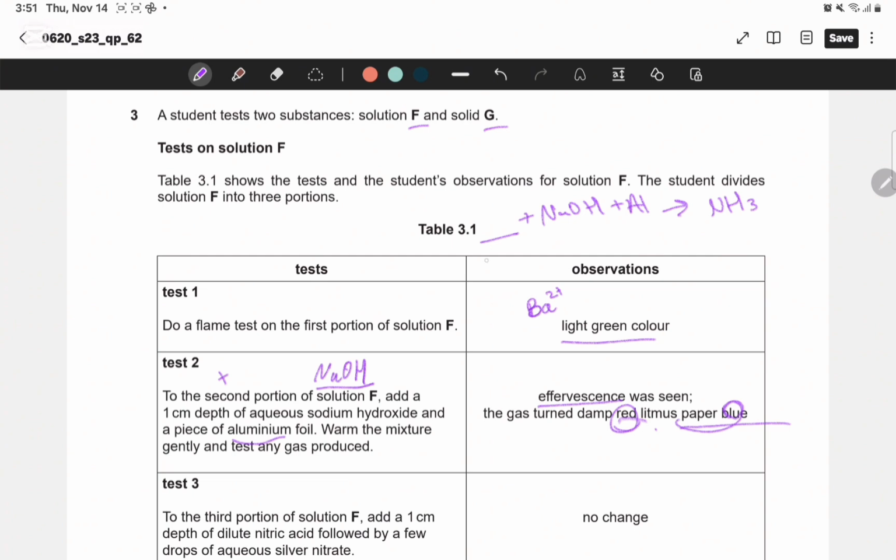So how do I know if it's either NH4 or NO3? Because we know whenever we add NH4 and NaOH and we heat it, we get NH3. And also when we add NO3 to NaOH and we heat it with aluminum powder, we get NH3. The main difference is that only with NO3 minus we add aluminum powder. Only with NO3 minus. Okay? So this one has to be NO3 minus, because they added aluminum foil.